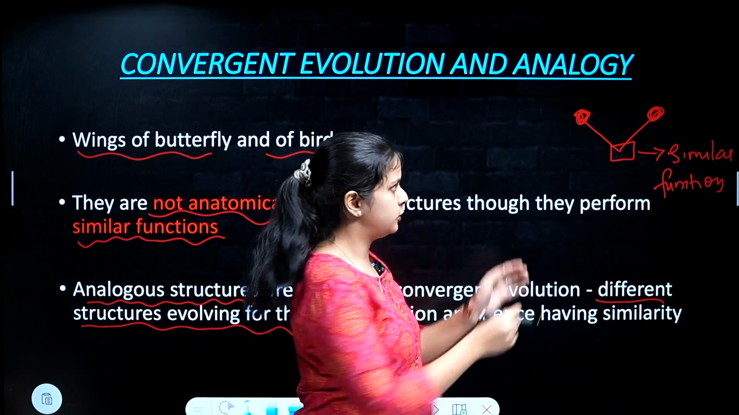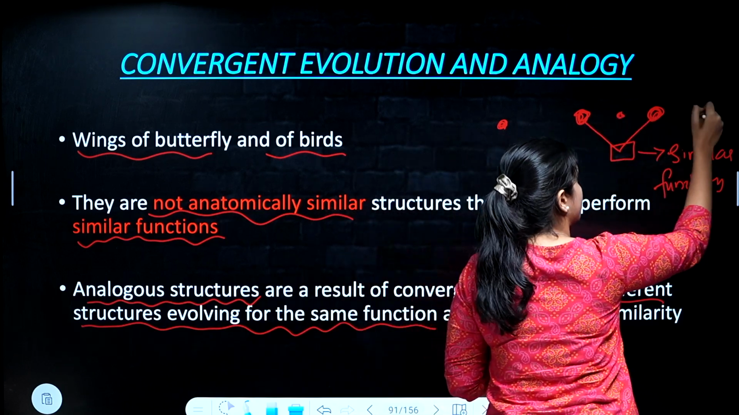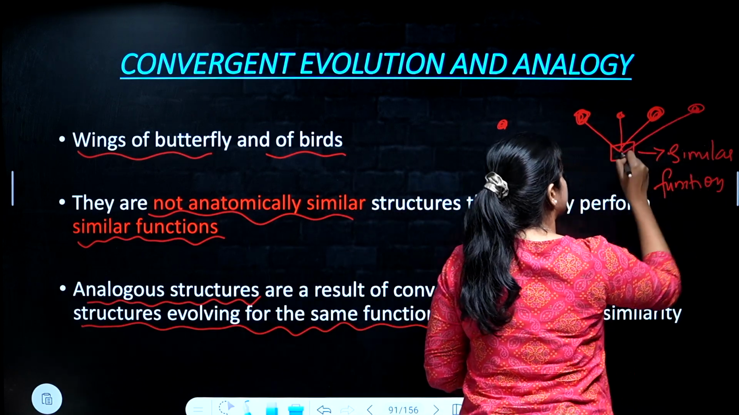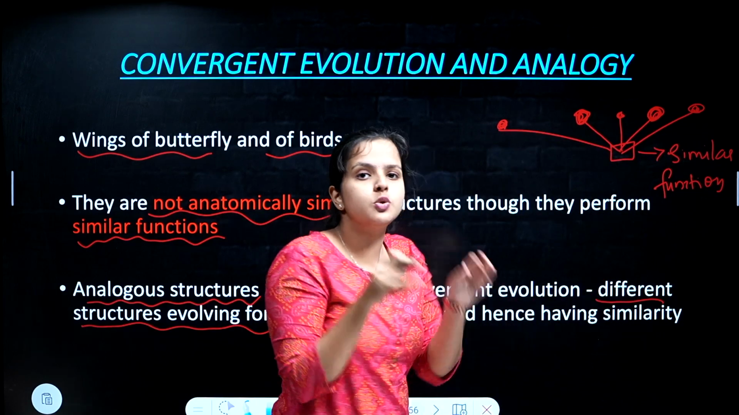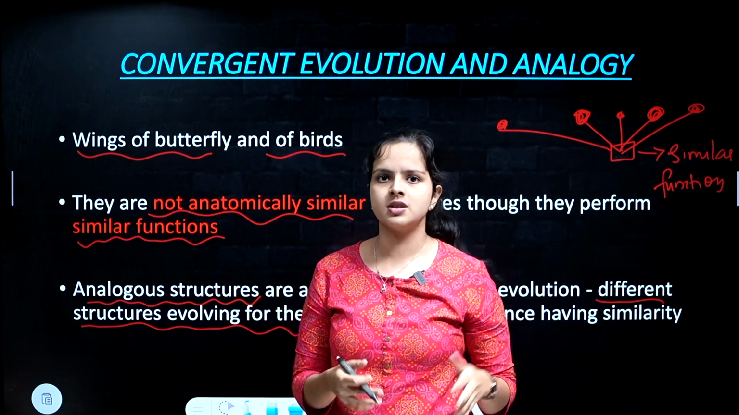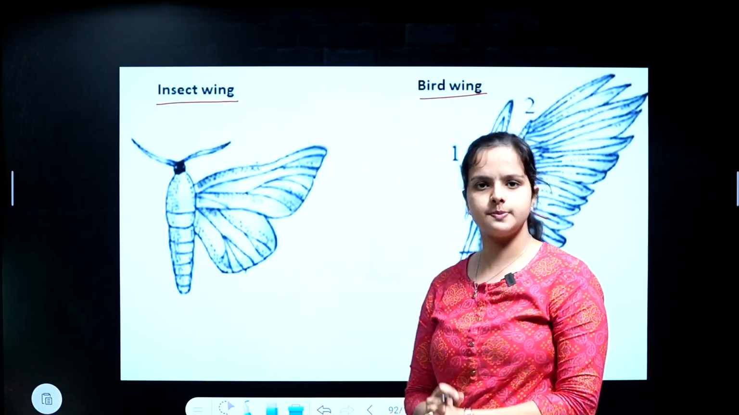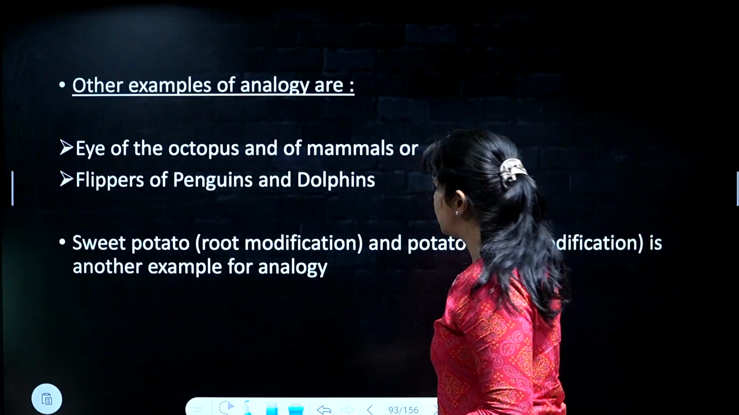But in the case of divergent evolution that was not the case. So this is converging to a single point. If you have various structures over here and all of them end up with a similar structure, then this is converging to a single point. That's why it's called convergent evolution. Divergent evolution was completely the opposite, right? So this is the example of convergent evolution and analogy. Okay, I hope that's clear.